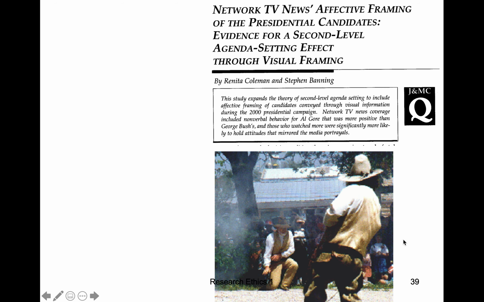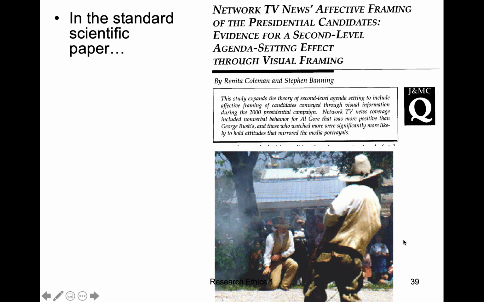So here is a screenshot of an article I did, the first page of an article. Renita Coleman and Stephen Banning, we used to do some research together. She's now at the University of Texas at Austin. This is Network TV News, Affective Framing of the Presidential Candidates, Evidence of a Second-Level Agenda-Setting Effect Through Visual Framing. So we were both on this, and she had originally thought of the idea, so I agreed to be second author on that, and that's how we decided on that.